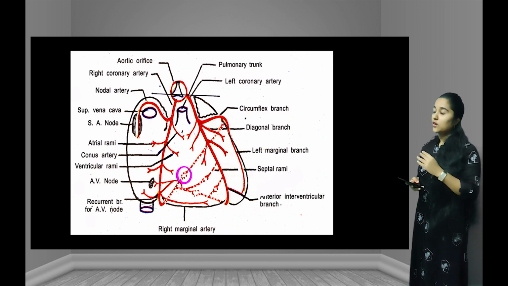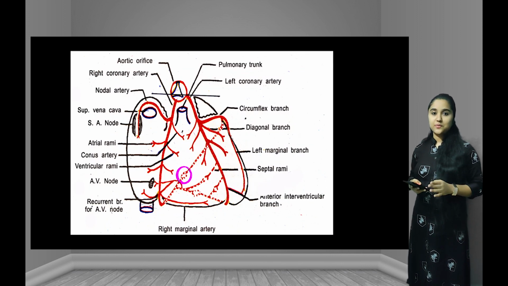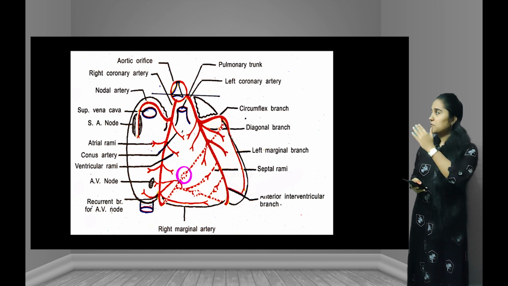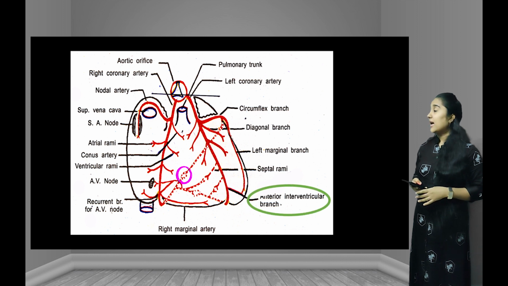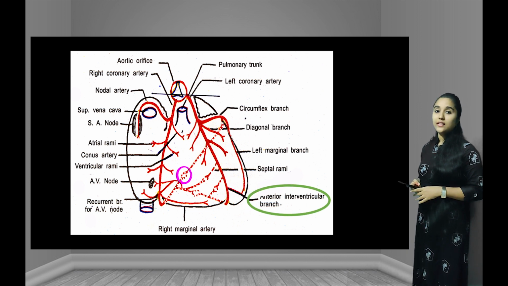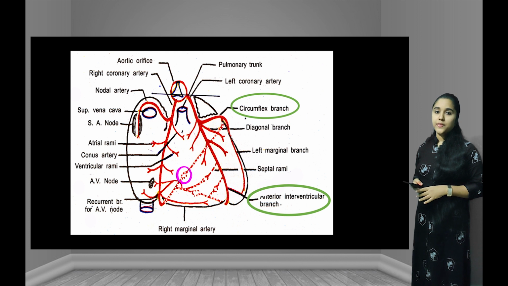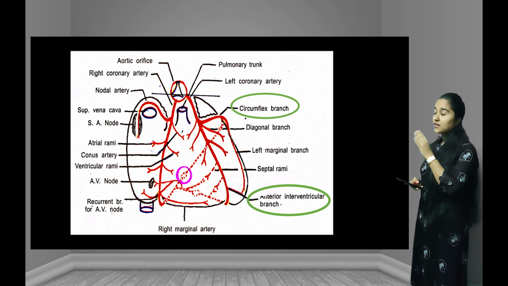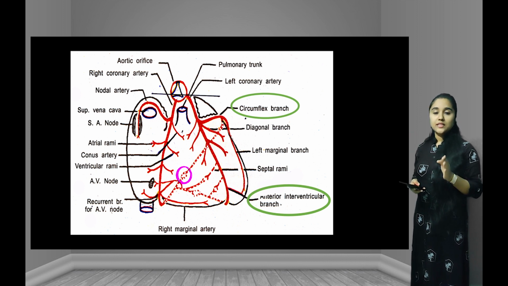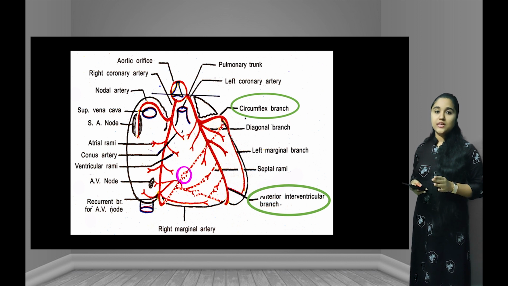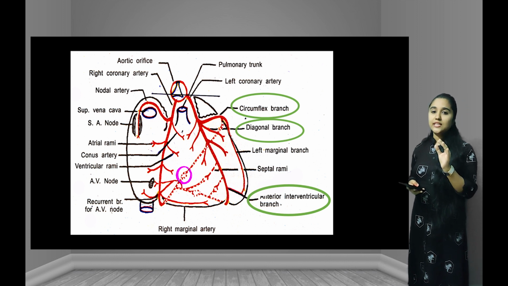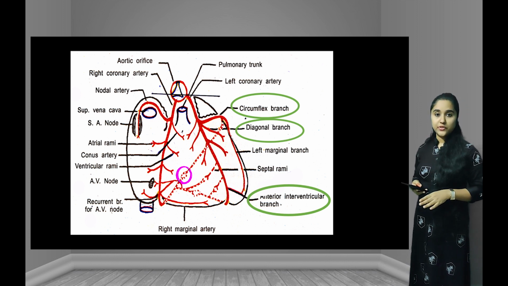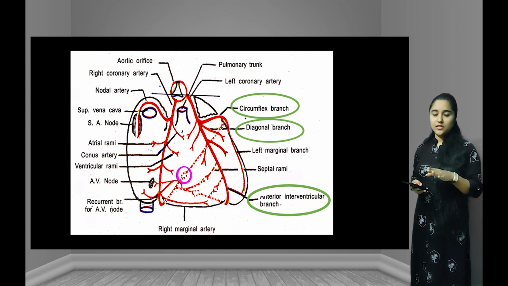So you know that the left coronary artery arises from the left posterior aortic sinus. So soon after it arises, it divides into its major branches, that is the anterior interventricular branch and the circumflex artery. And one of the ventricular rami arising from the anterior interventricular artery is known as the diagonal artery. In some cases, the diagonal artery becomes larger and it is seen at the junction of the anterior interventricular artery and also the circumflex artery.